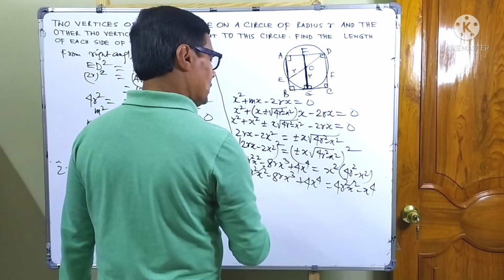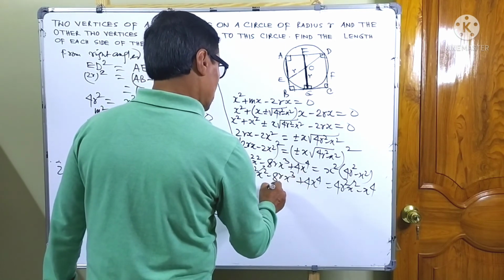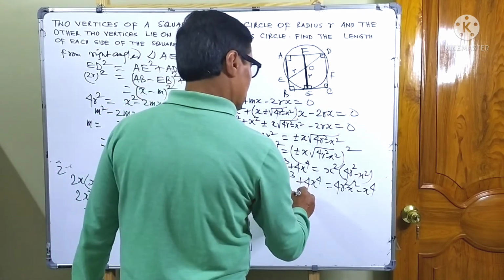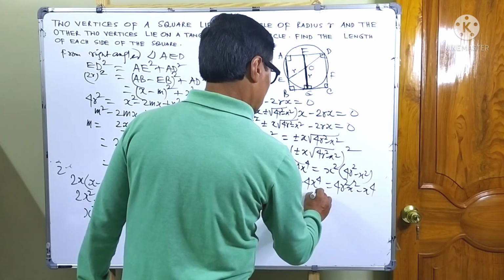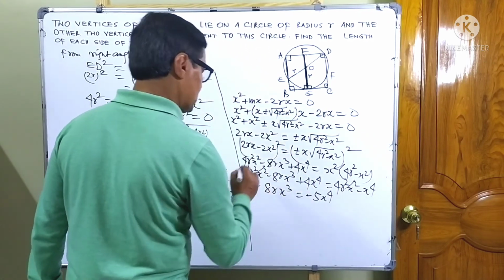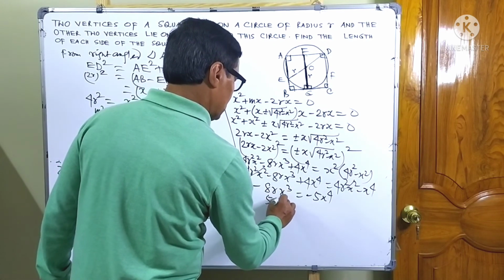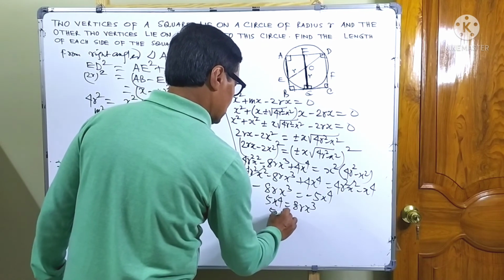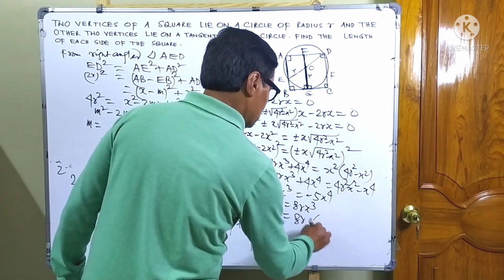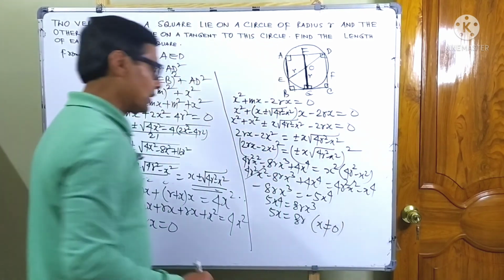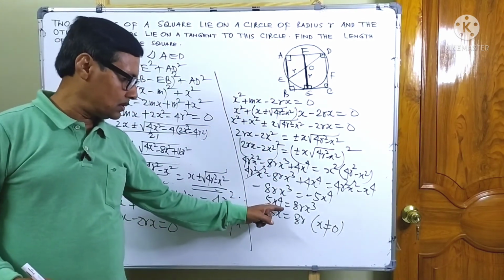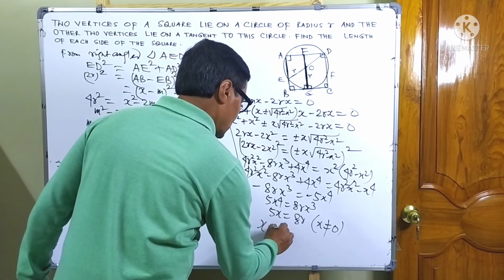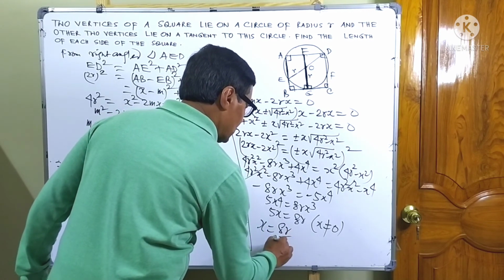So, 8r x cube is equal to 5x to the power 4. So, 5x is equal to 8r, because x is not equal to 0. From this equation we get 5x equal to 8r. So, x is equal to 8r over 5.